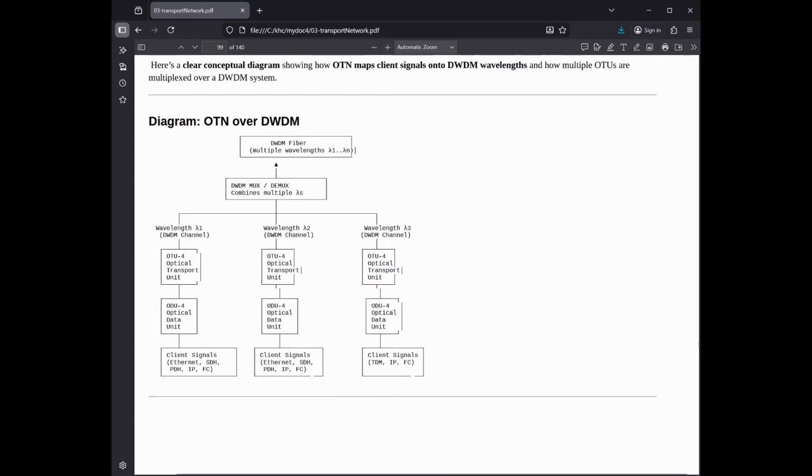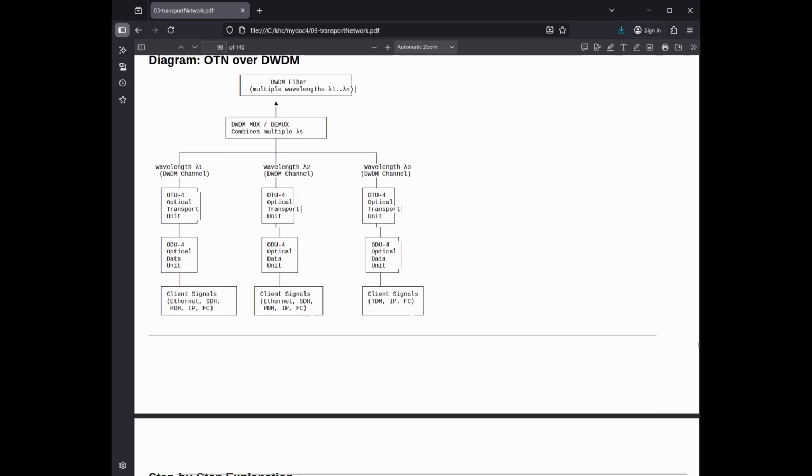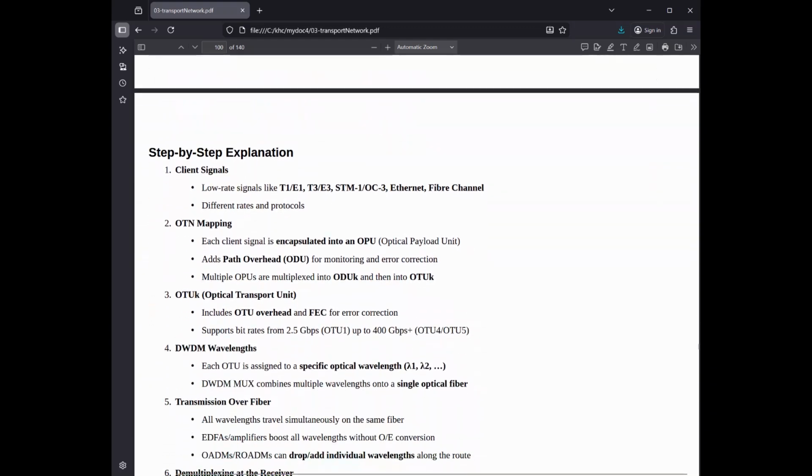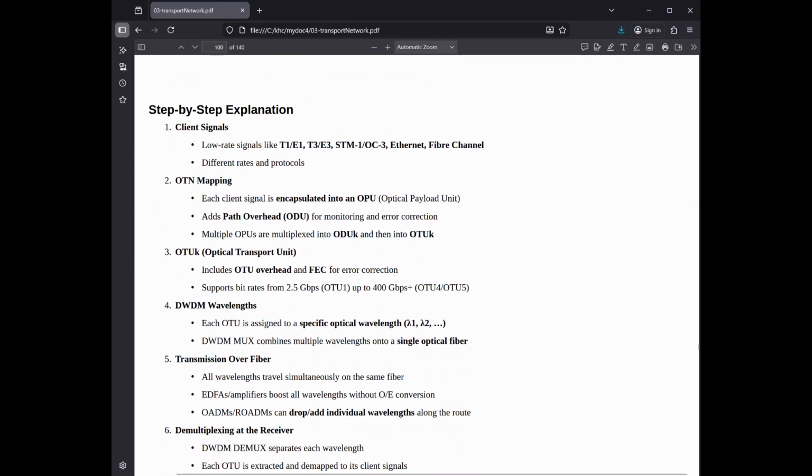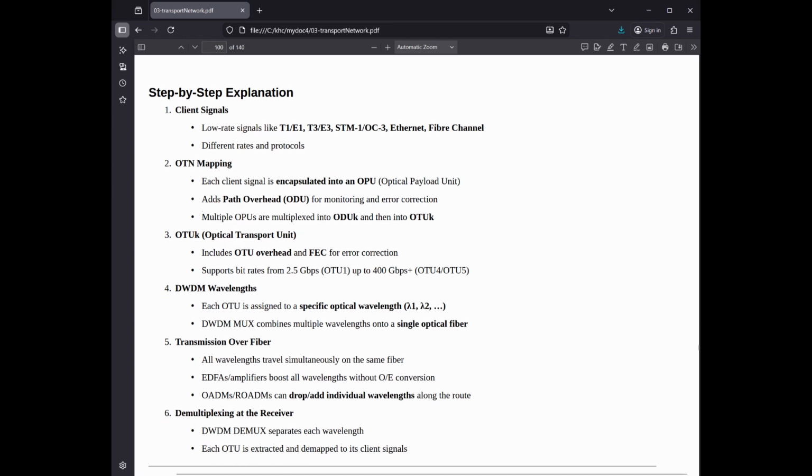Multiplexing multiple OTUs, the grooming process. In many cases, a single DWDM wavelength has a capacity of 100G, 400G, or even 800G. If a client only needs 10G, sending one 10G signal per wavelength would be a waste of fiber capacity. OTN uses time division multiplexing, TDM, to solve this.